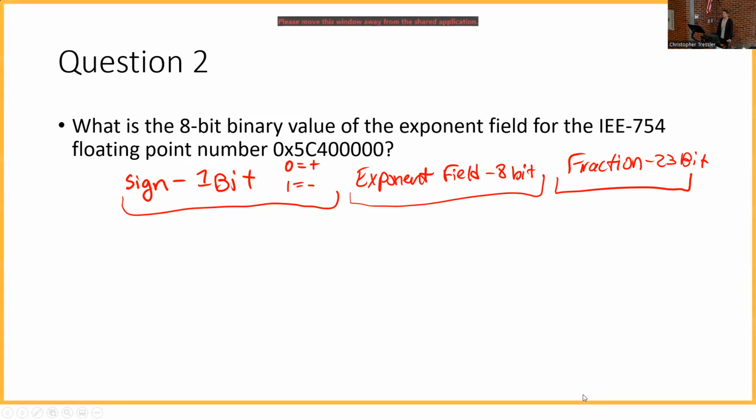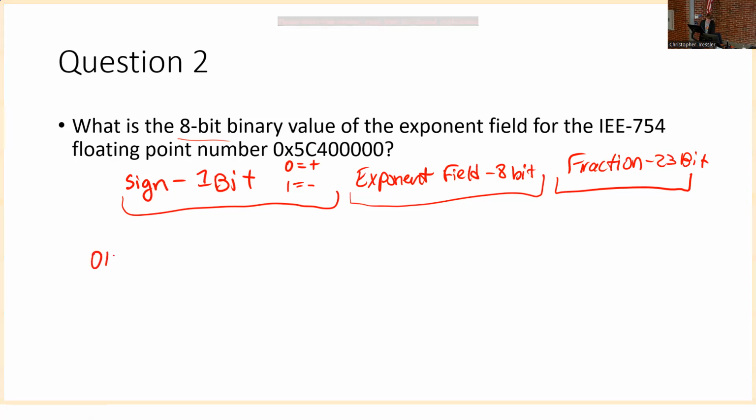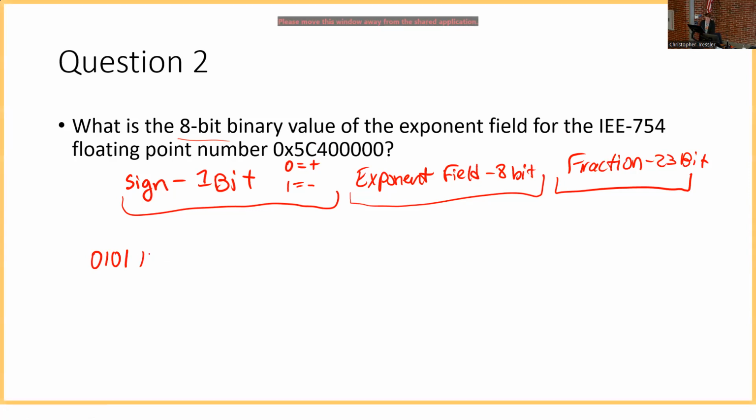So notice that for this problem, essentially what we have to do is find the 8-bit binary. The first part of this is going to be 5C4, and that's really all we're going to have to look at in order to get this 8-bit exponent field. So with 5C4, what is 5 in binary? That's going to be 0, 8s, 1, 4, 0, 2s, and 1, 1. Then C is going to be 12, right? So it's going to be 1, 1, 0, 0. And then 4 is going to be 0, 1, 0, 0.